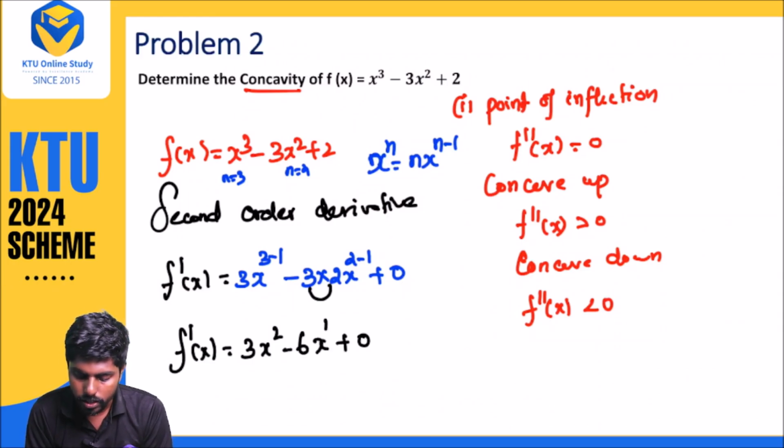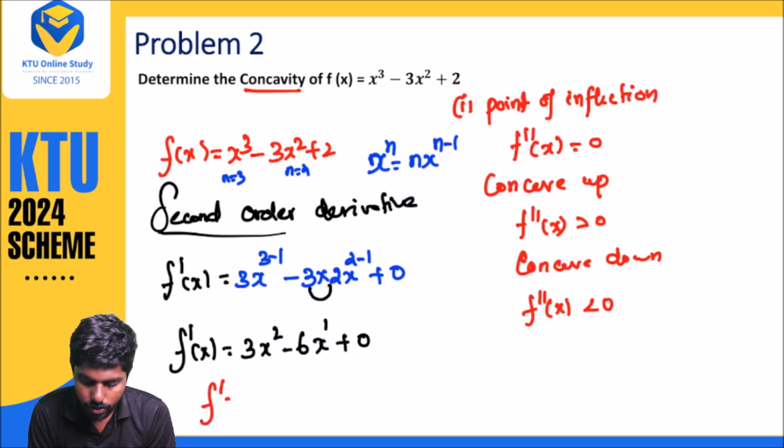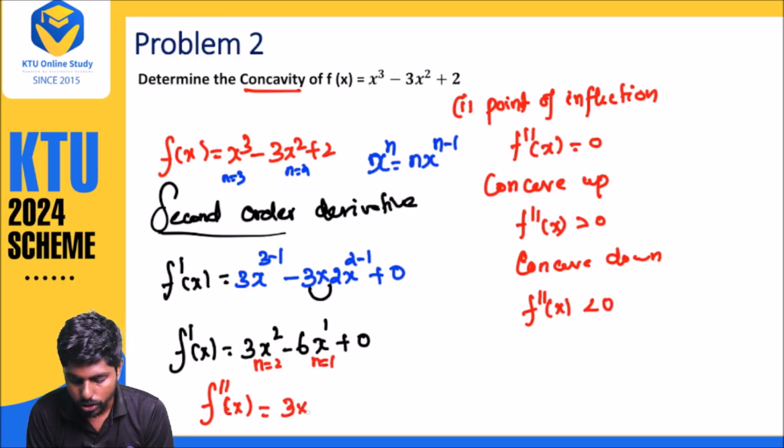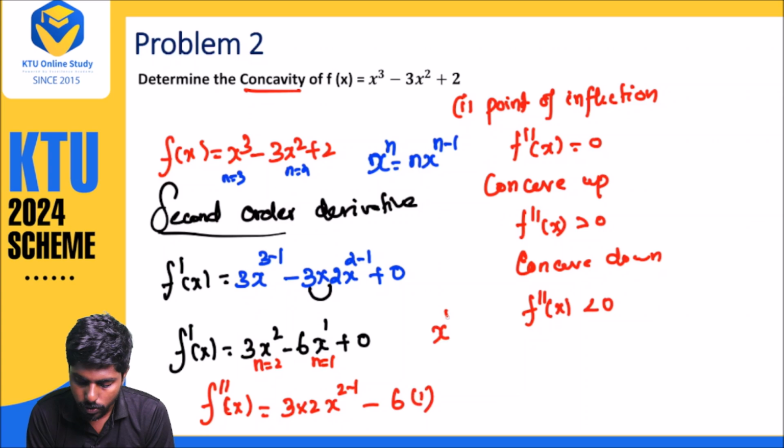Again, when we need the second order derivative, we differentiate again. So f double dash of x is equal to, here n equal to 2, here n equal to 1. So it will become 3 into 2 x power 2 minus 1, minus 6 into 1 into x power 1 minus 1. What is x power 0? x power 0 is nothing but 1. So we are getting minus 6.